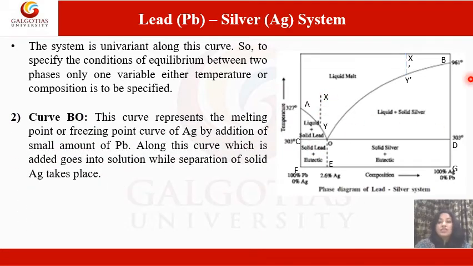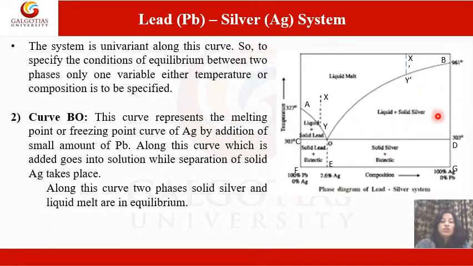Now, let us consider the curve BO. This curve represents the melting point or freezing point curve of silver by the addition of small amount of lead. Along this curve, the lead which is added goes into the solution while the separation of the solid silver takes place.